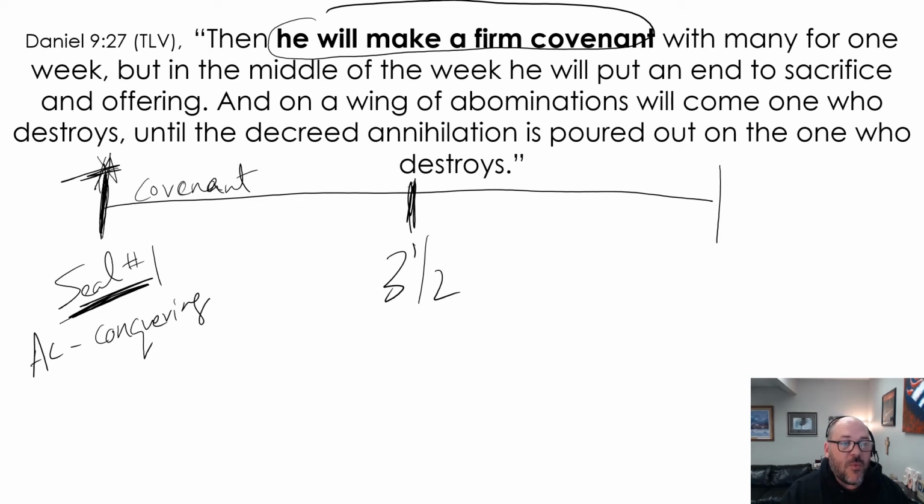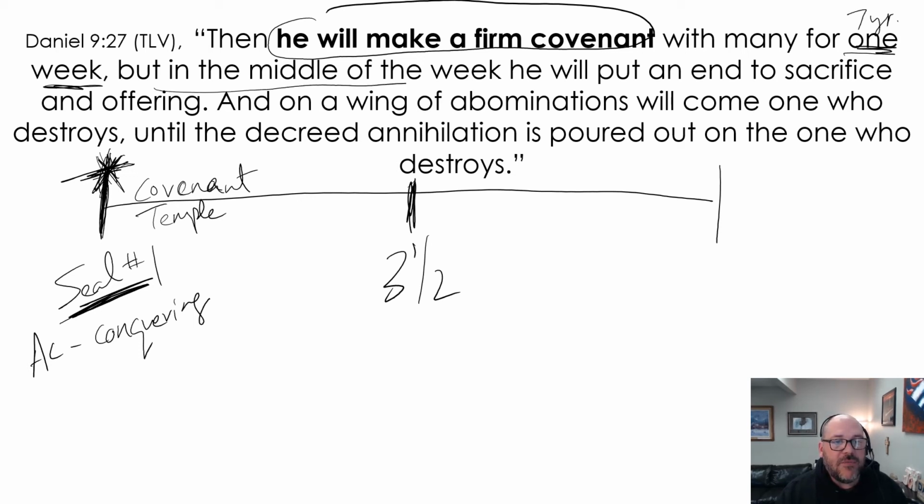So that could very well be the catalytic event that we see happen at the beginning, is that when you see a peace agreement made between the Antichrist and Israel, so that Israel feels safe and secure, that Israel can worship in safety and security in the temple, you can probably guess that this is the beginning of the final 7 years. He will make a firm covenant with many for 1 week. What is 1 week? Well, we've already discussed that. That's a heptad. That's a 7-year period.